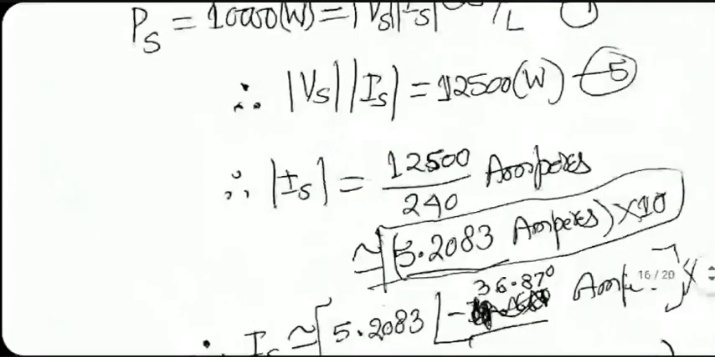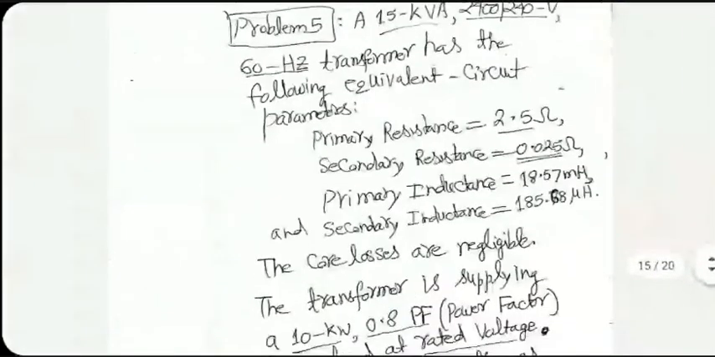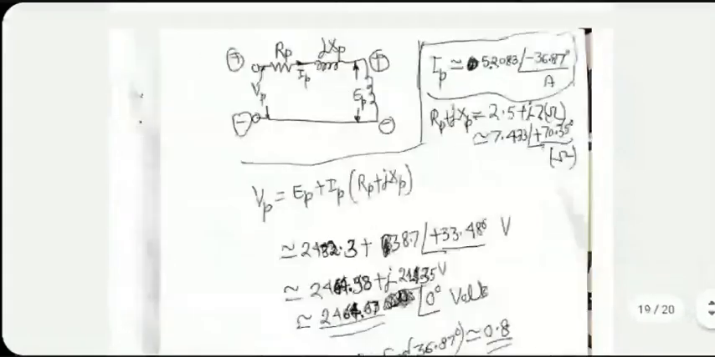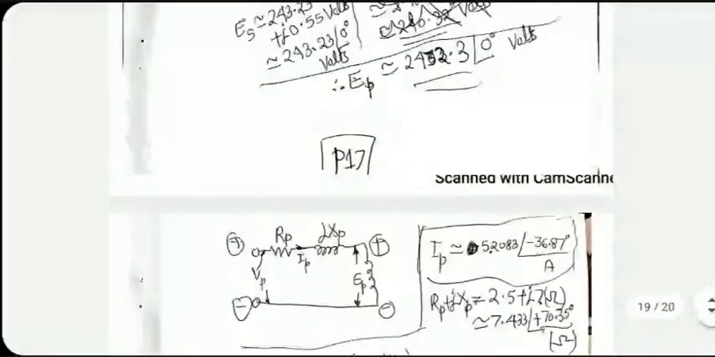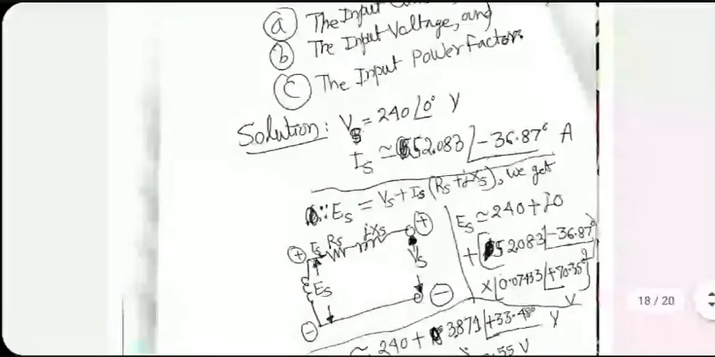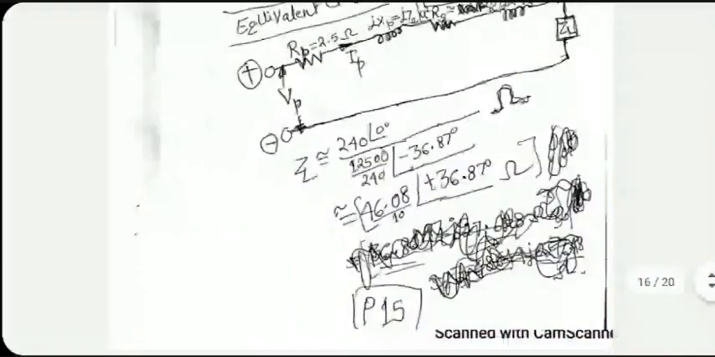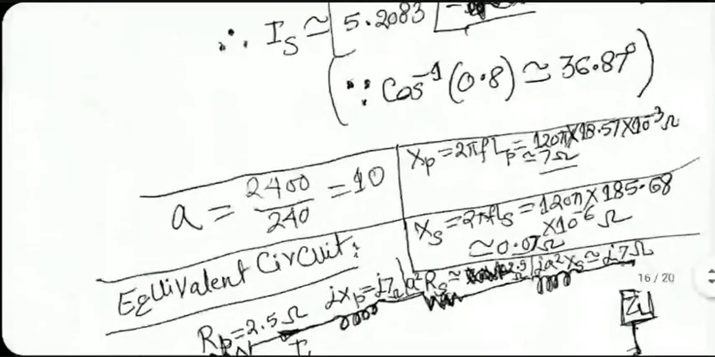And XS also has to be calculated. 185.68 microhenry is the inductance. XS is calculated here, 2 pi f Ls. It turns out to be 0.07 ohm almost.